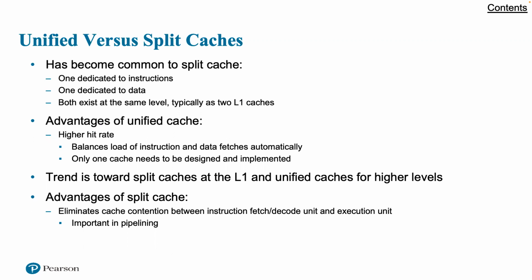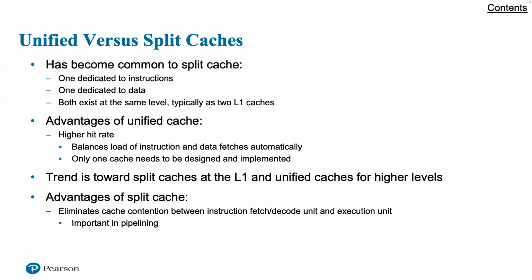When the processor attempts to fetch an instruction from main memory, it first consults the instruction L1 cache. And when the processor attempts to fetch data from main memory, it first consults the data L1 cache.